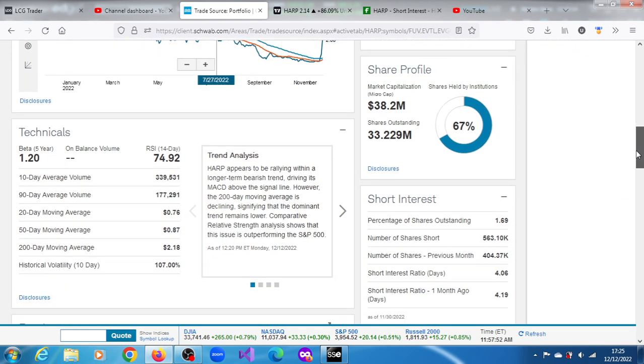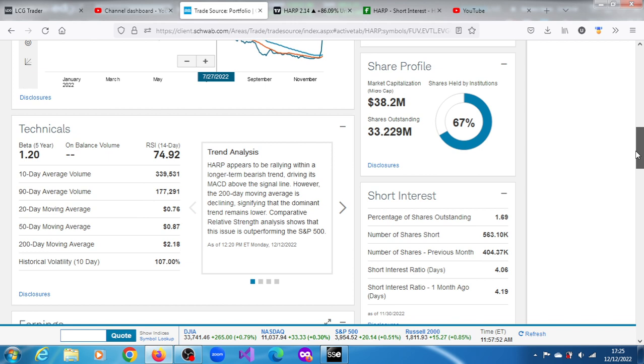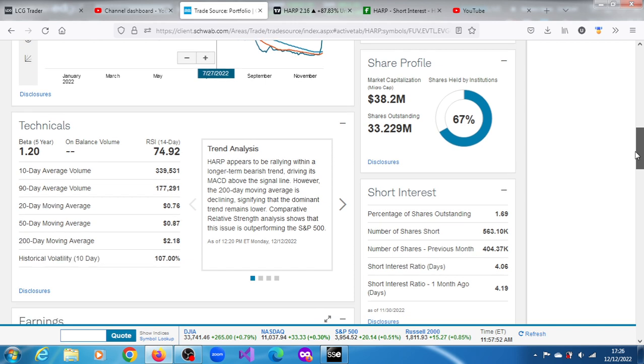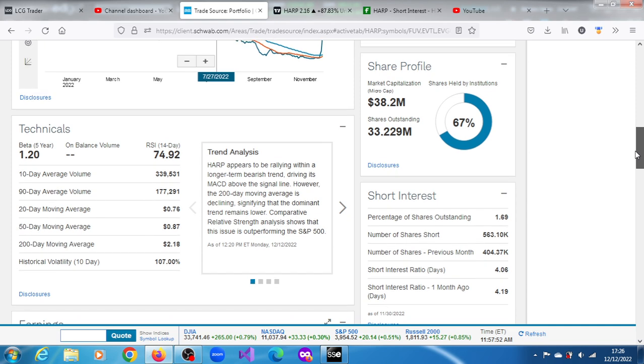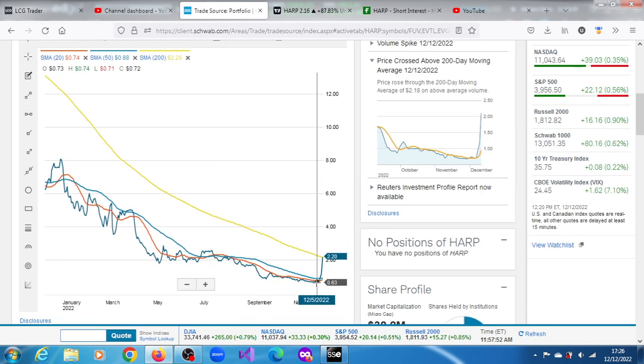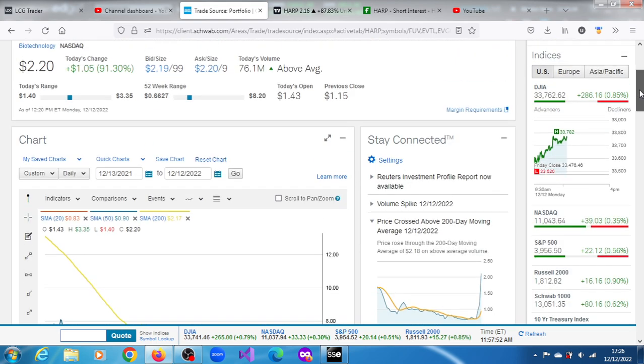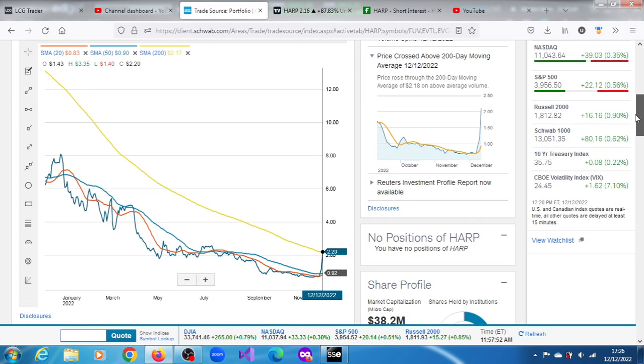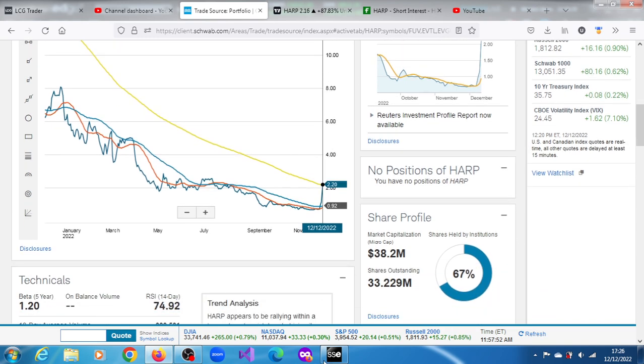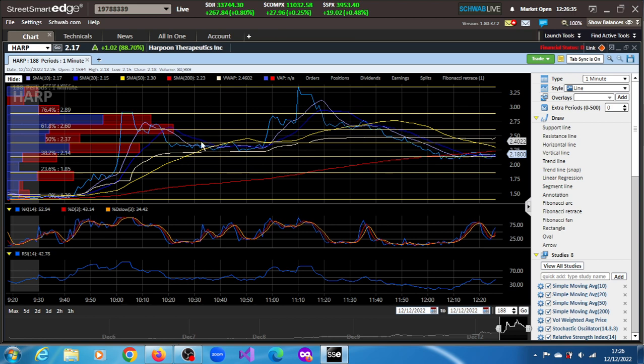So yes, it appears to be rallying within a longer-term bearish trend, driving its MACD above the signal line. However, the 200-day moving average is declining, signifying the dominant trend remains lower. It's also outperforming the S&P 500. It's not the first session; I think it started to extend from Thursday, the 8th of December. So this is the third straight session of gains for HARP stock. So it's definitely rallying now, showing strength. The gain is now at 8.7%. So see what you make of HARP stock.